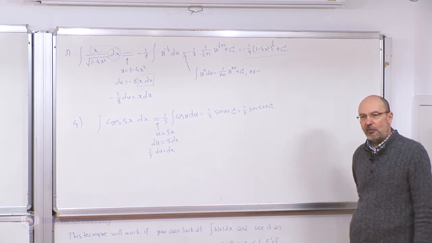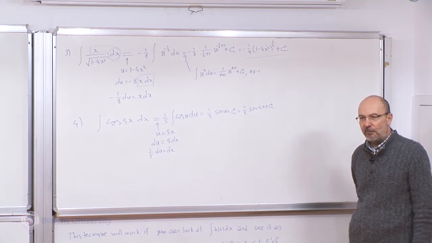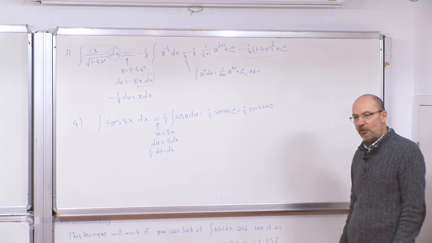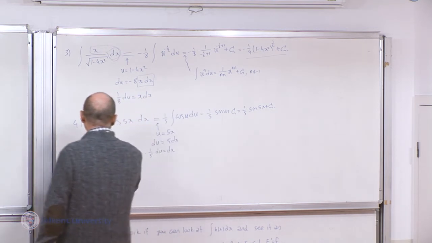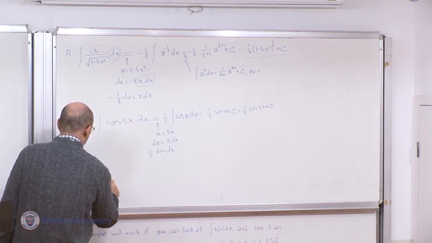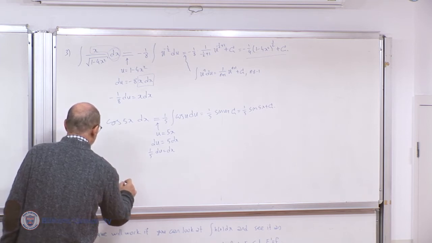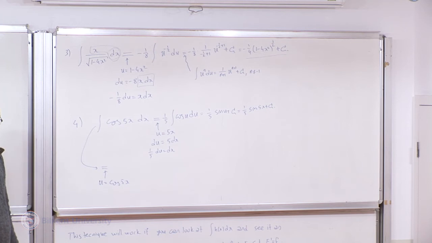Well, if the only thing that's differing is a constant, you divide or multiply accordingly, and you do this immediately in your mind. Also, here you could have done the following. Let u equal cosine 5x. Why not? Will it work?